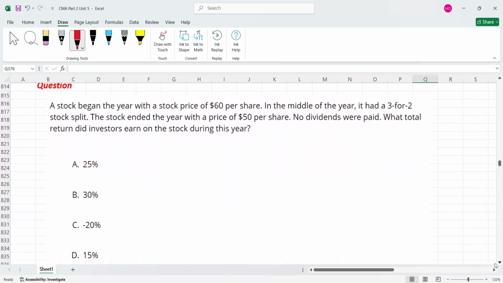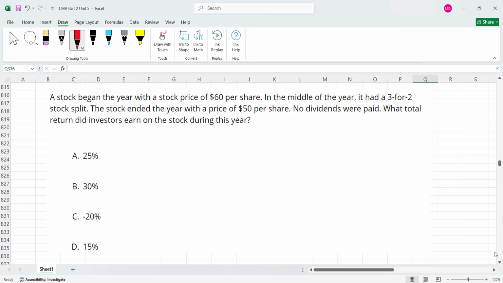We have another question. We have discussed stock splits before, but this question was in this section, so I'm just discussing it. A stock began the year with a stock price of 60 per share, like at the beginning of the year the stock price was 60 per share. In the middle of the year, it had a 3 for 2 stock split.